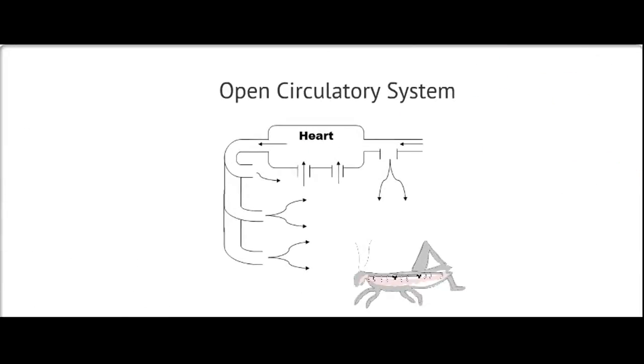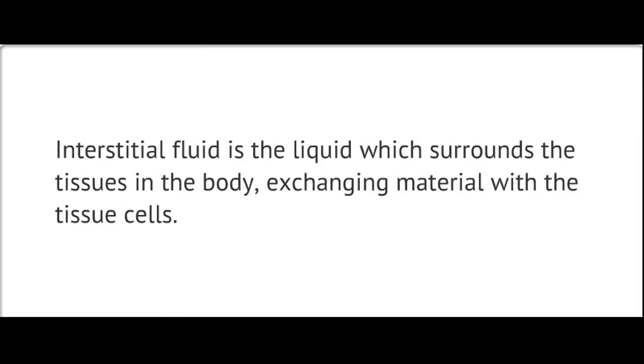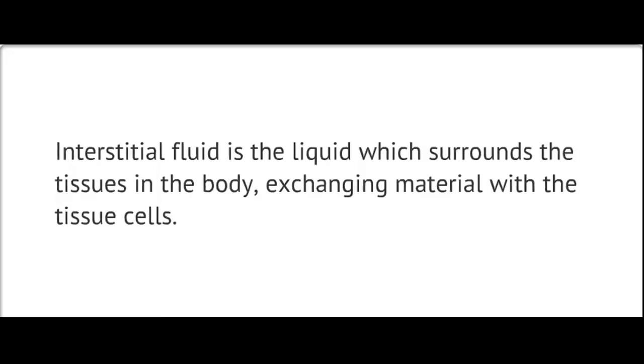An open circulatory system has open-ended blood vessels, meaning that the fluid which is pumped into the blood vessels ends up emptying into the common body cavity. There's no difference between the blood and the interstitial fluid for these organisms. Interstitial fluid is the liquid which surrounds the tissues in the body, exchanging materials with the tissue cells. So, for organisms with an open circulatory system, blood and interstitial fluid are one and the same.